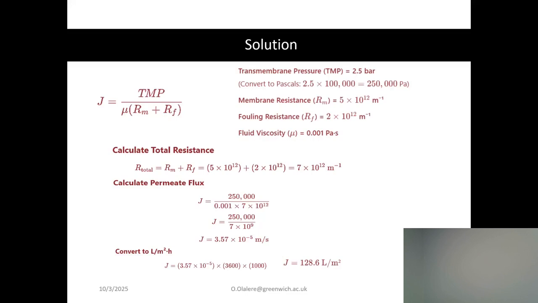Then we can calculate the permeate flux to be this. Then it is in meter per second. We have to calculate it in what? Liter per meter squared. And that's that about that.